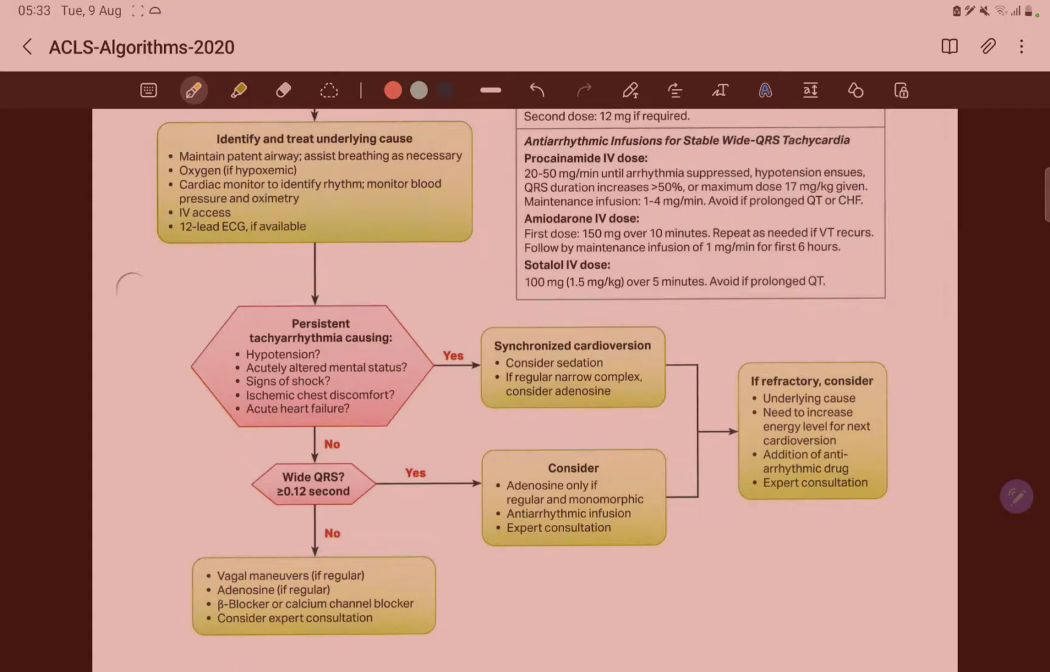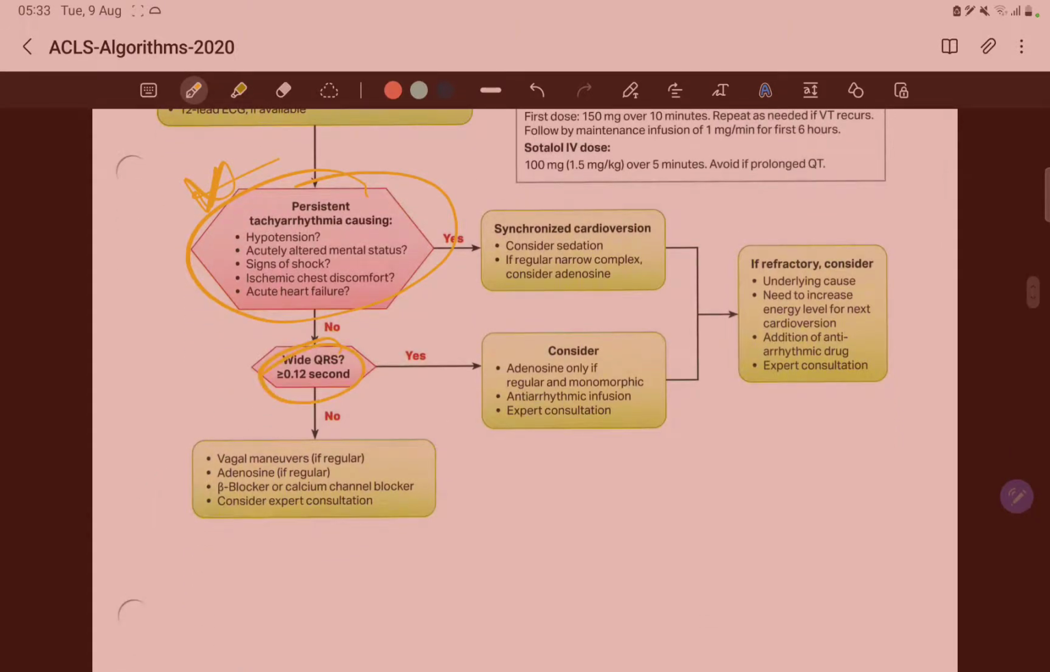So now it is important, if the patient is having no complaints of hypotension or signs of shock or ischemic chest discomfort, we'll look at the QRS. Suppose it is wider. Okay, it is a wide QRS complex. Or it is a narrow QRS complex. A narrow QRS complex tachyarrhythmia or a wide QRS tachyarrhythmia. Okay, so what is narrow, what is wide.